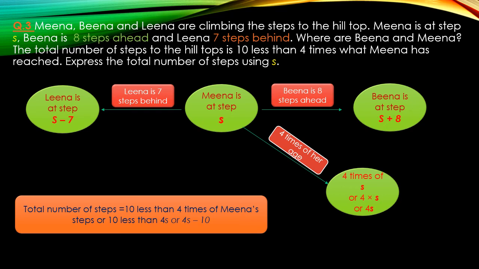Now 4 times Meena's steps. Look right downwards. 4 times S is 4 into S, or 4S. Now the total number of steps to the hilltop is 10 less than 4 times what Meena has reached. So 10 less than 4S, or 4S minus 10, is the algebraic expression for this question.